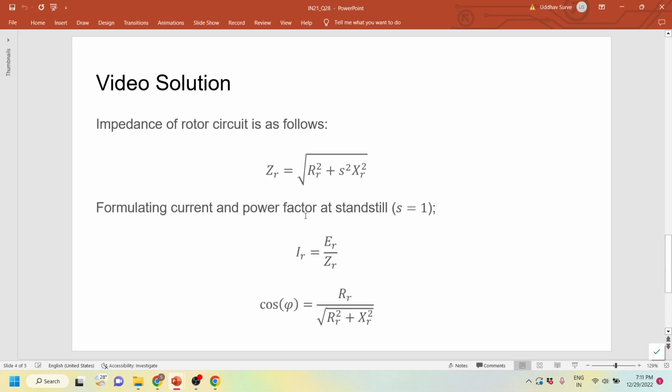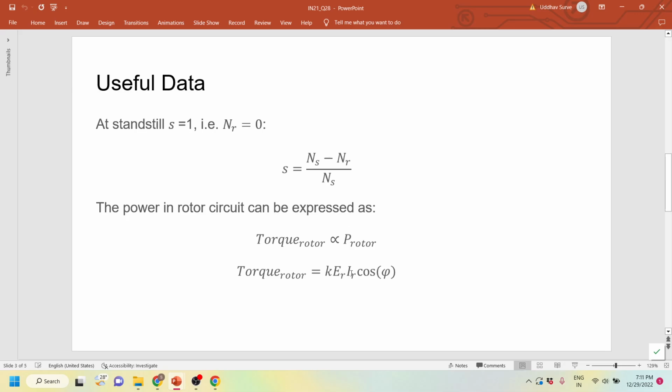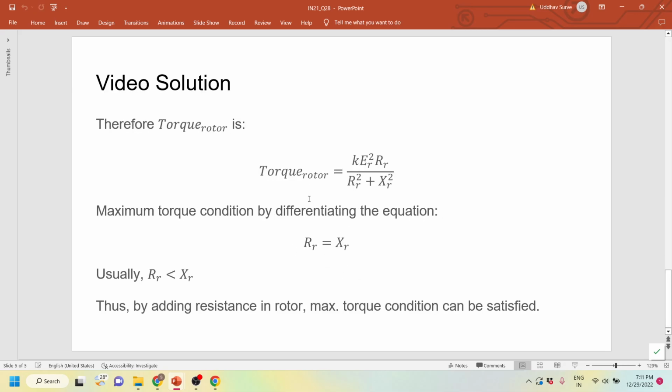Now when we put this in the equation K into ER IR cos phi, we get the equation for torque in the rotor at the starting instant as K into ER square upon RR into RR upon RR square plus XR square. Similarly, as we saw in the previous equation where we calculated the condition for maximum efficiency for a transformer, when we differentiate this torque equation to calculate the maximum torque condition, it comes out to be rotor resistance equal to rotor impedance.